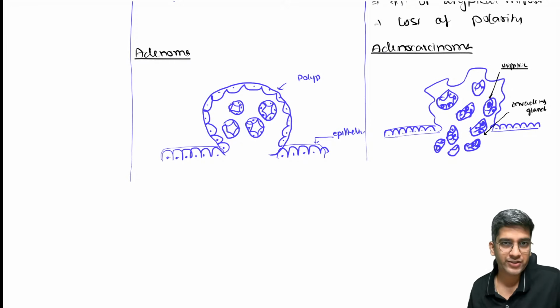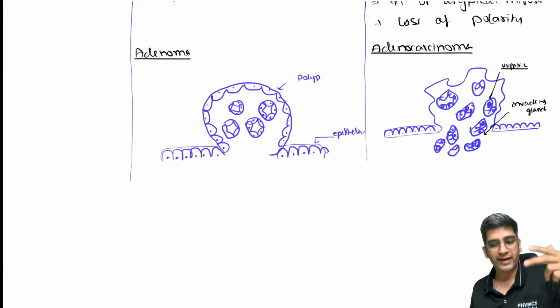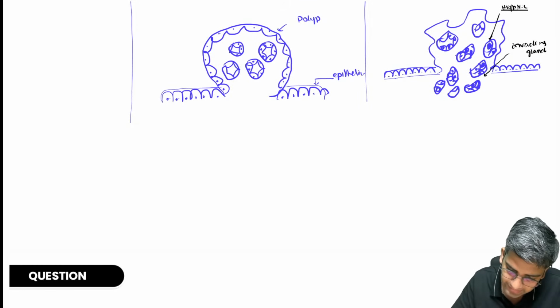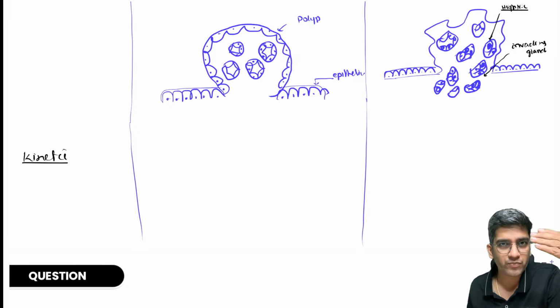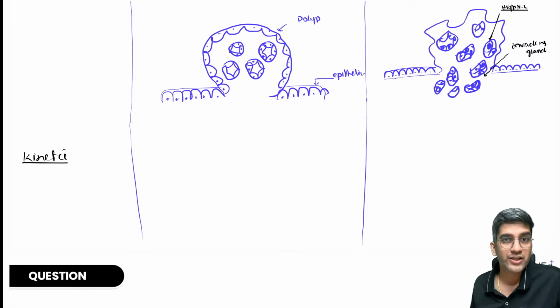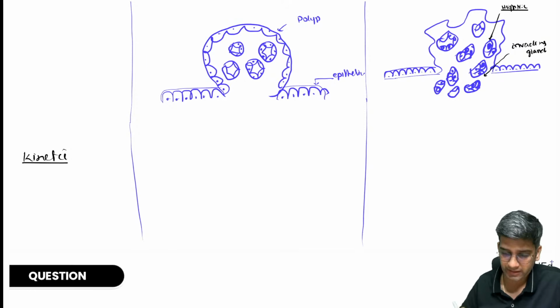Third is the kinetics. That's what they ask, right? Structural, microscopic, and kinetics. So in kinetics, just extend it. Kinetics is nothing but the growth behavior. That's all. How it's going to grow? It's going to invade locally. It's going to metastasize. All this will come under kinetics, right?